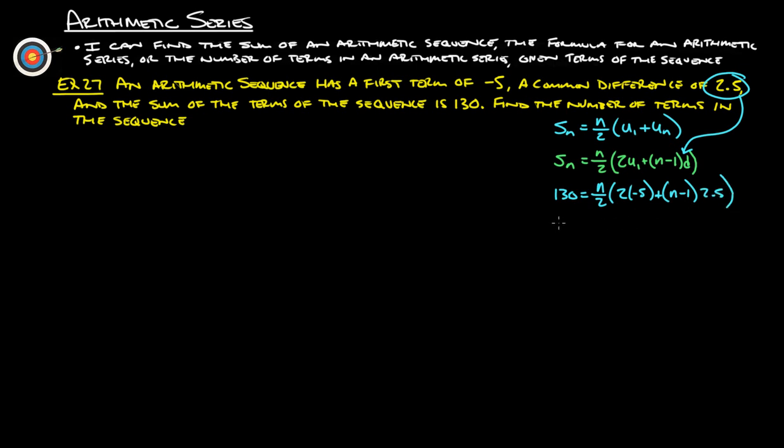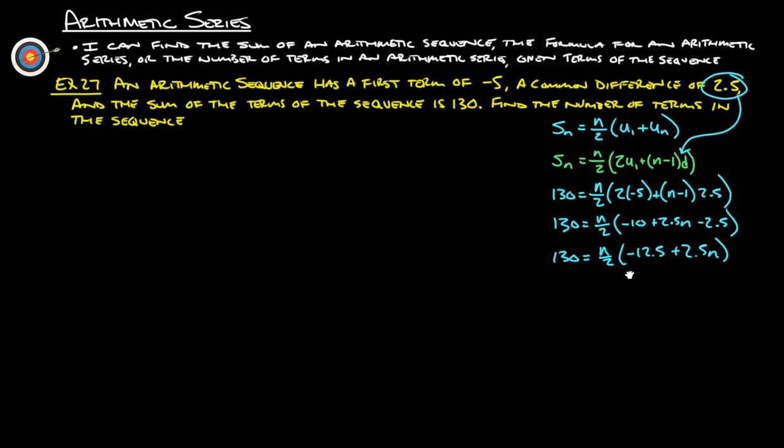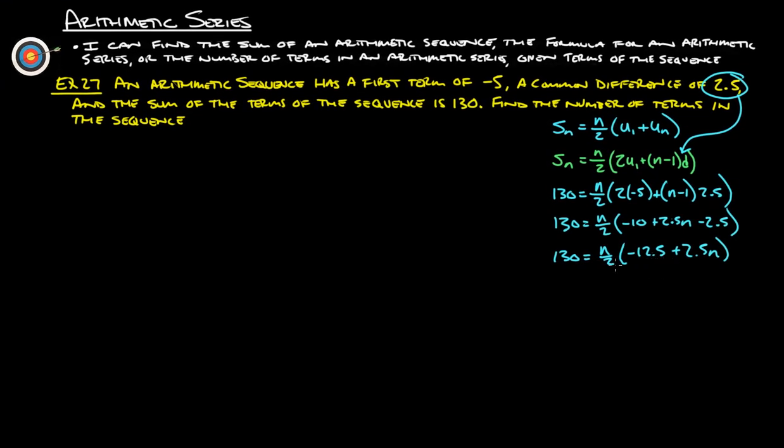So let's see if we can solve this thing here, right? 130 equals n over 2 times negative 10. Let's see, 2.5 times n is plus 2.5n, and 2.5 times negative 1 is negative 2.5. So we get 130 is n over 2 times negative 10 and negative 2.5, which is negative 12.5, plus 2.5n, right?